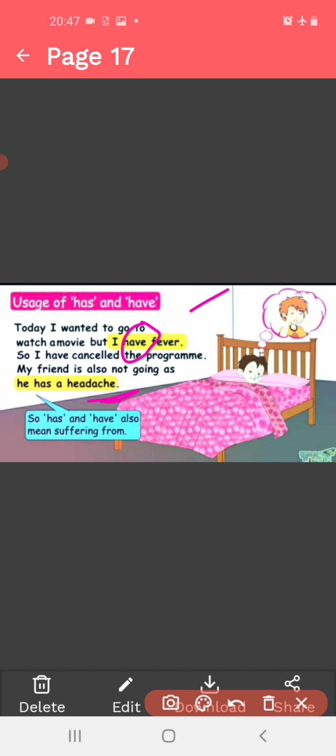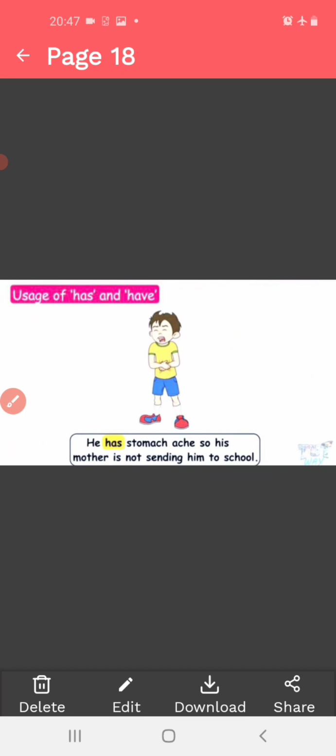So, children, have verbs also mean suffering from, means when we feel pain, when we are suffering from fever, there we use have verbs, like he has a headache, I have a fever. There is one more example. See, he has a stomach ache, so his mother is not sending him to school. All right.